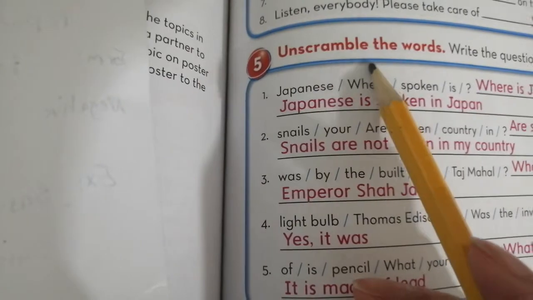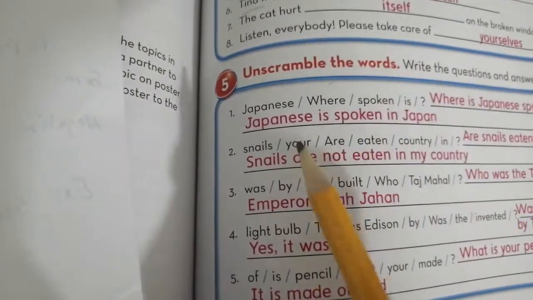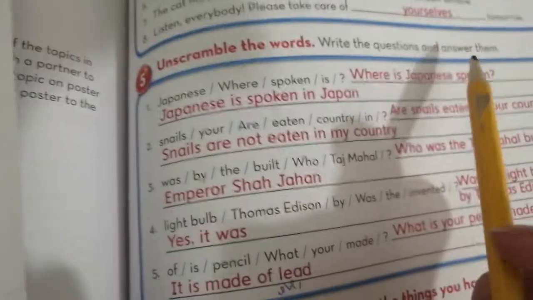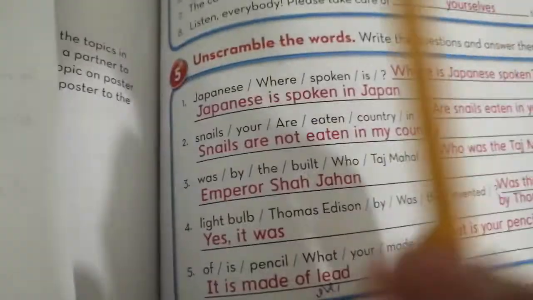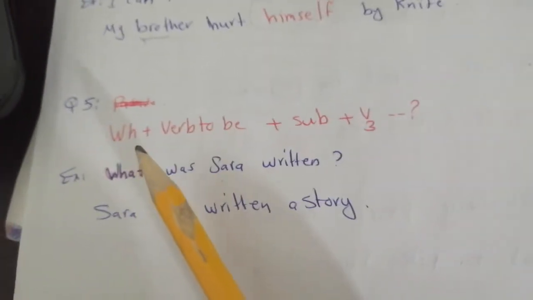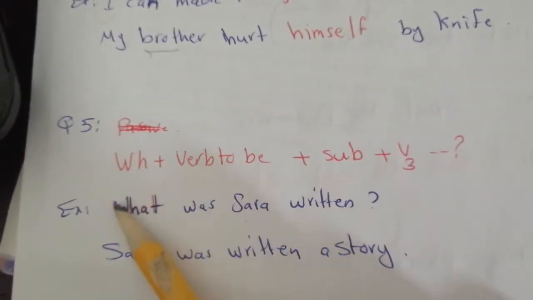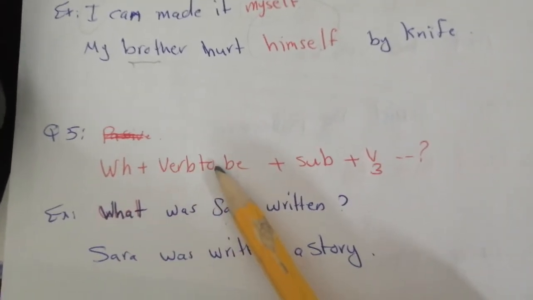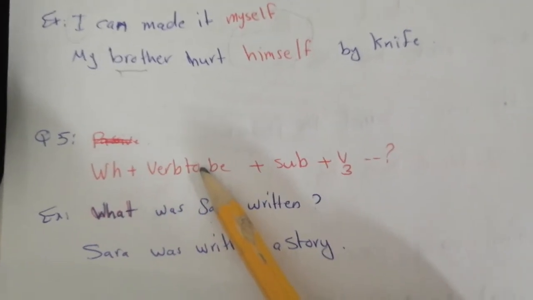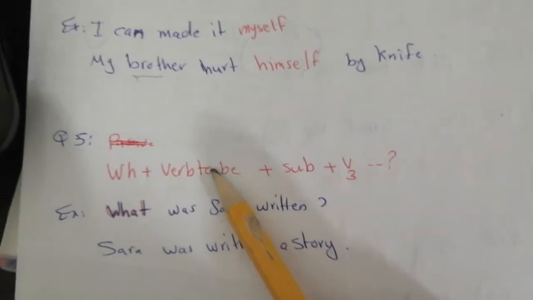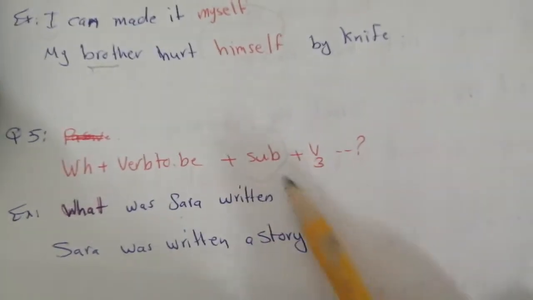We want to rearrange the words, then write a question, and also answer the question. Before we start with these questions, I want to explain about them. Questions related to this: you have to start with a WH question word, then the verb to be, whatever it is, he is or am or was or were, plus the subject plus verb 3.